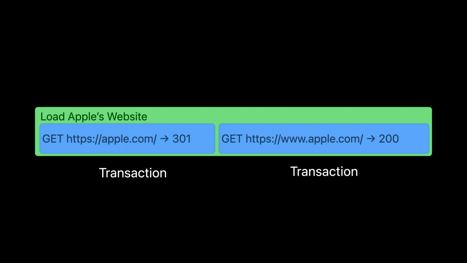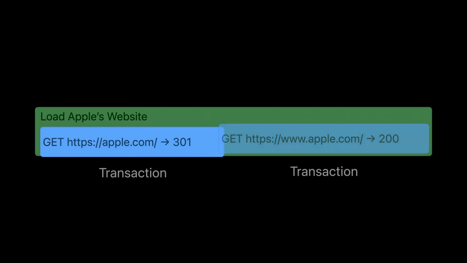Shortly after, it receives a redirect response from the server, stating that the preferred URL is actually www.apple.com. By default, we follow redirects, so instead of returning the 301 response, the URL loading system will create a new transaction to now load the preferred URL. The response from the second successful transaction is what is returned back to the task.